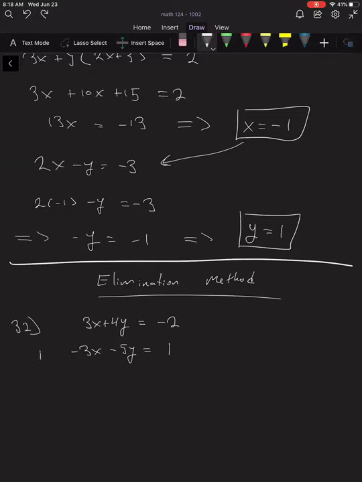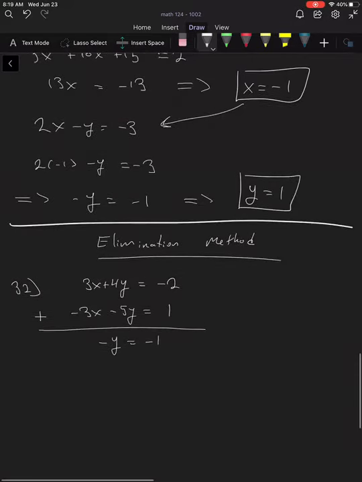So let's do that. Let's just start by adding these equations. So we have 3x minus 3x, which is 0, 4y plus a negative 5y, which is a minus y, and a -2 plus a 1, which is a -1. So we have minus y is equal to -1. And so that just tells us that y is equal to 1.